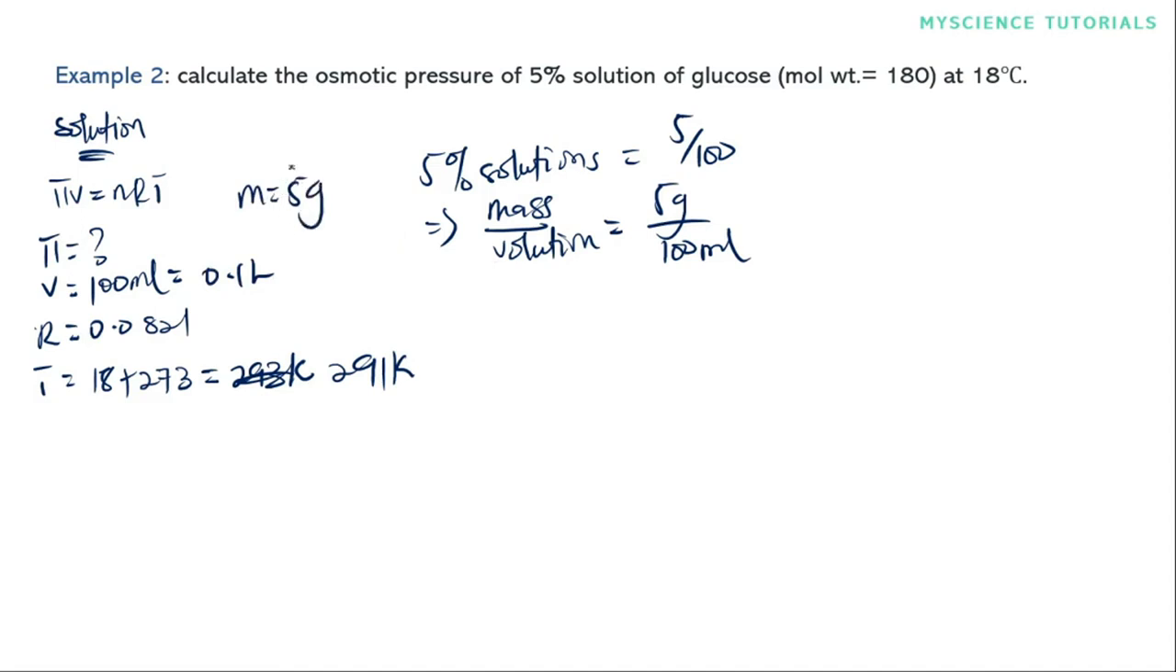And it means from here our mass m is equal to 5 grams. All right, so now that we have all these parameters, we can easily go ahead and calculate our osmotic pressure. So from here we know osmotic pressure pi, the volume is 0.1, is equal to our n, which is the mole. We know that mole is mass over molar mass. So we have our mass, which is 5, so we write 5 over here. Our molar mass is 180, so we have 180 here.